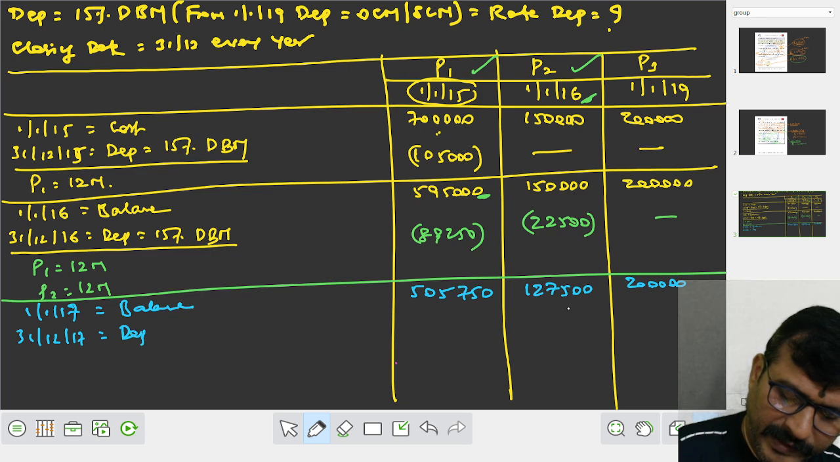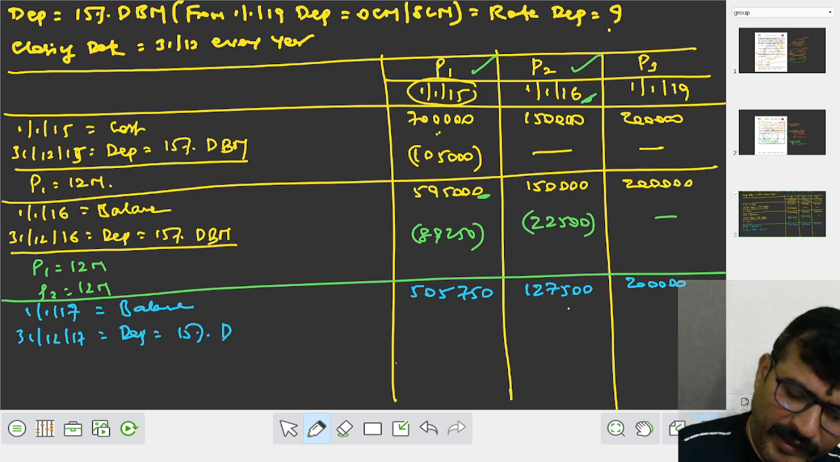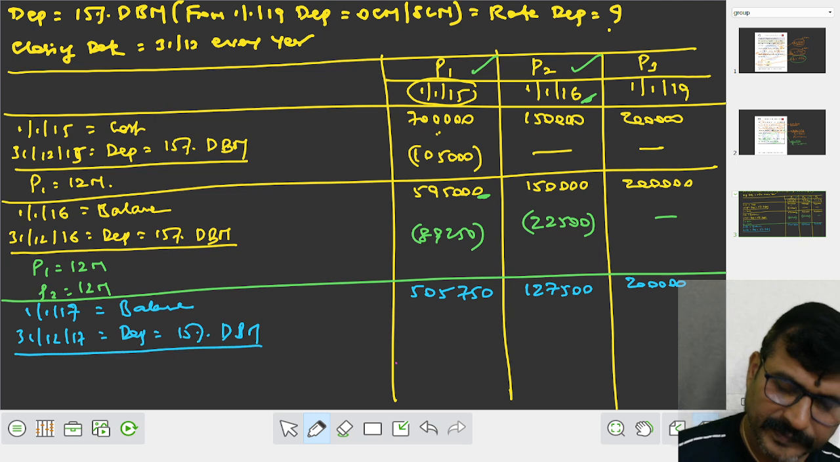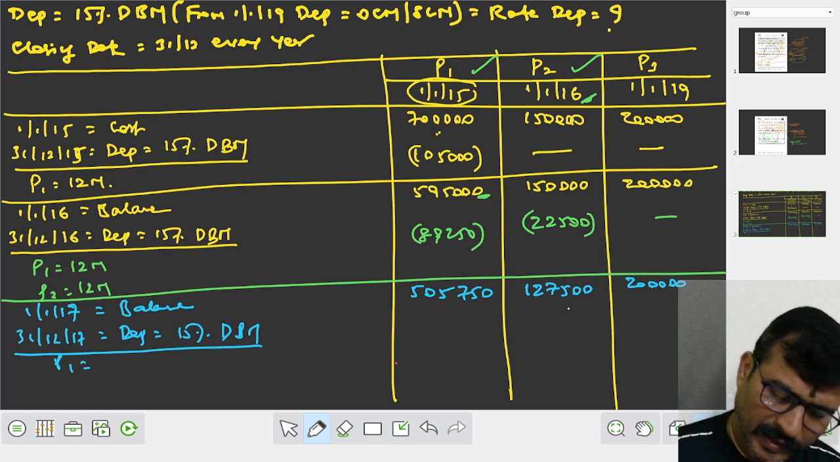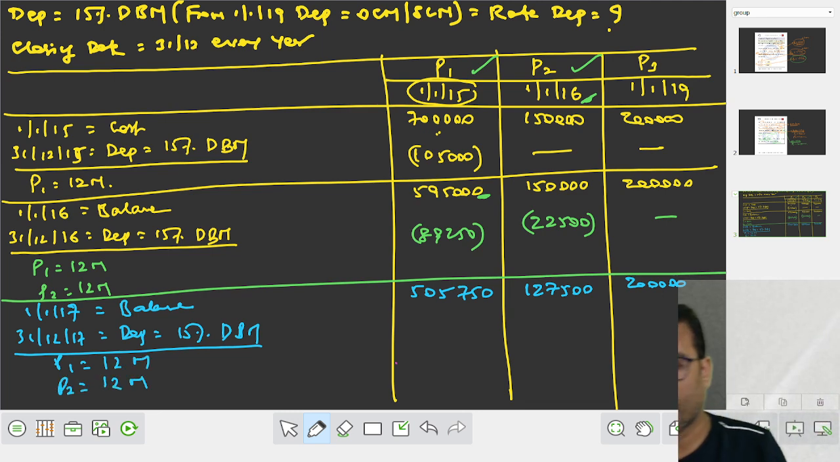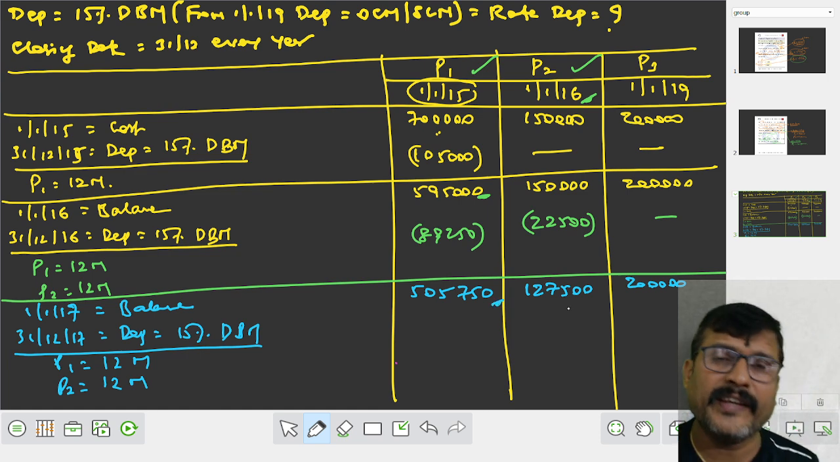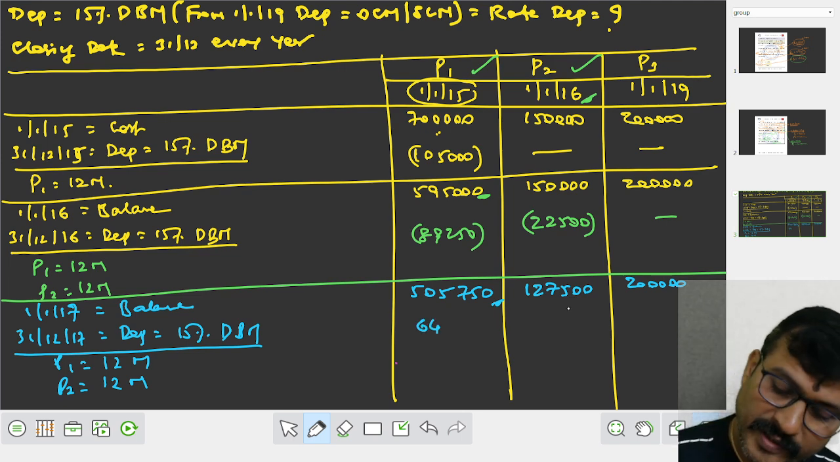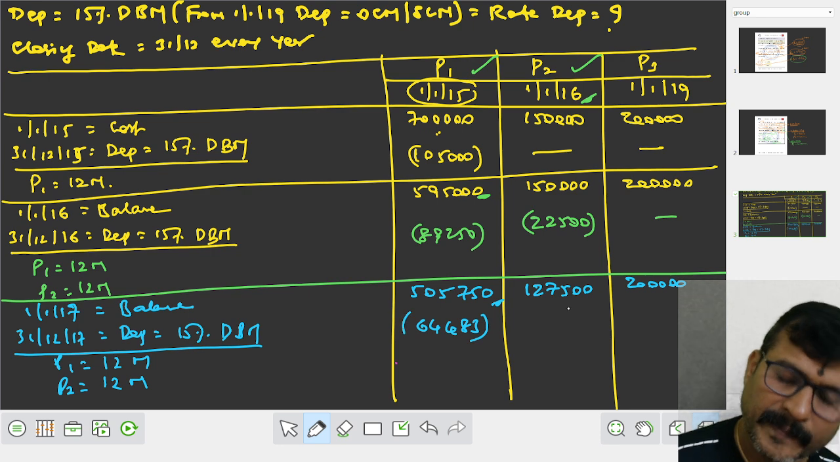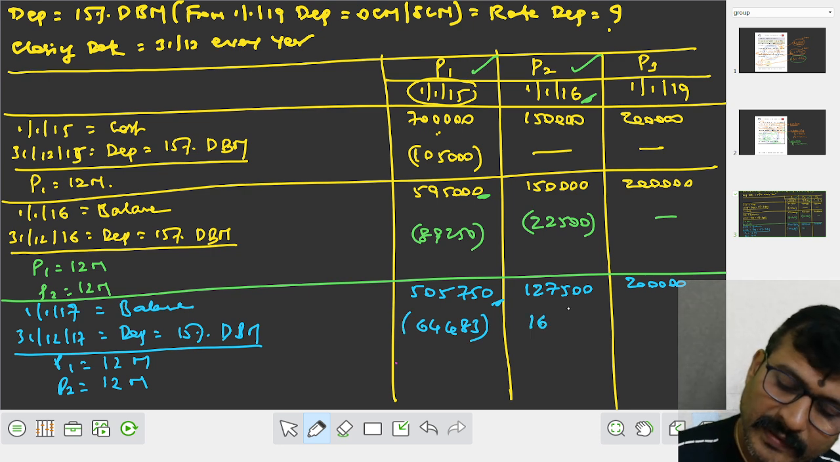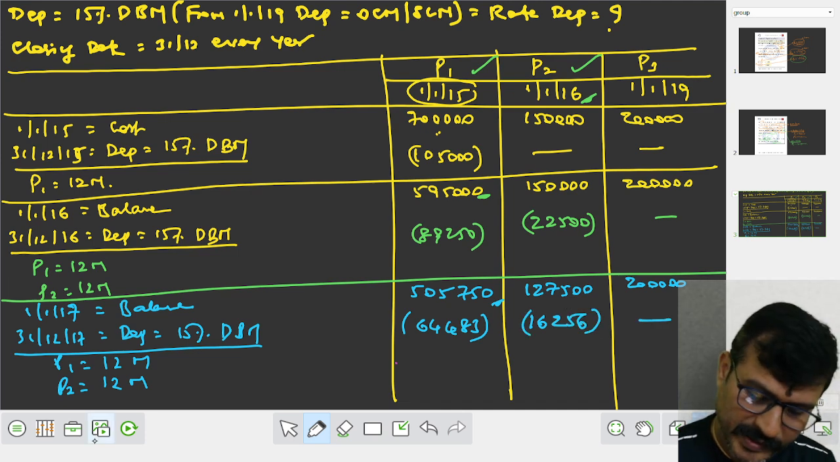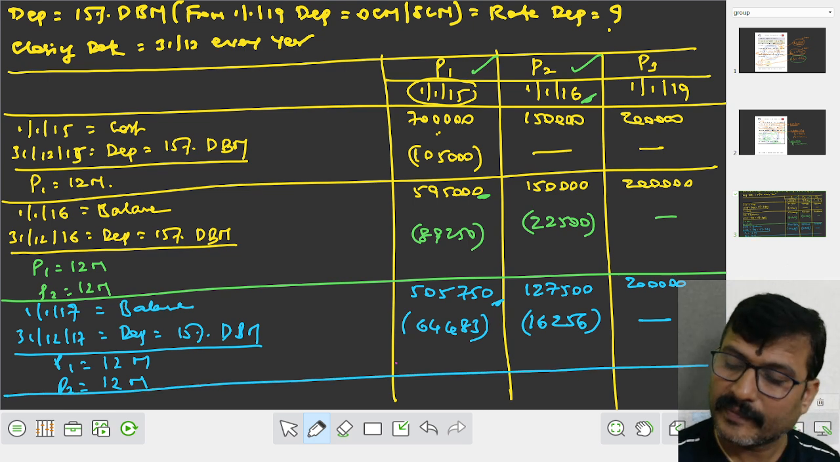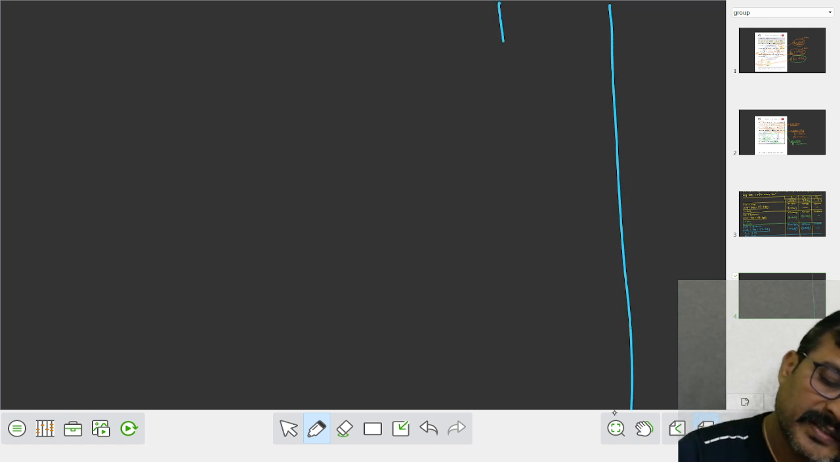31st December 17, depreciation 15% under DBM method. Right? We have plant 1 again for 12 months. Plant 2 is also for 12 months. 5 lakh 5,750, 15% into 12 by 12, it comes to rupees 64,483. Here it comes 16,256. No depreciation for third one. Now you go for next date.